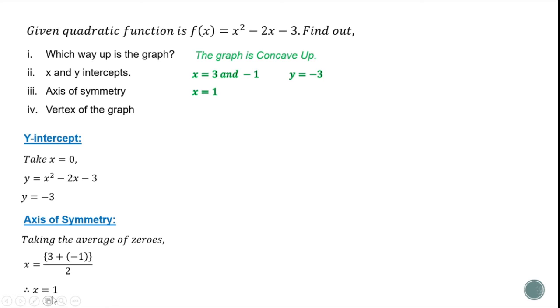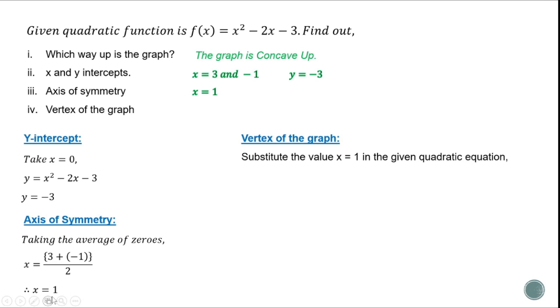Okay, now once you have got the value of x from the axis of symmetry, you can simply find out the vertex of the graph by substituting this value in the above given equation, that is x square minus 2x minus 3, our original quadratic function. So write down that here and replace x with 1 and calculate the value of y, which happens to be minus 4, and hence your vertex will be this x value 1 and y value minus 4.